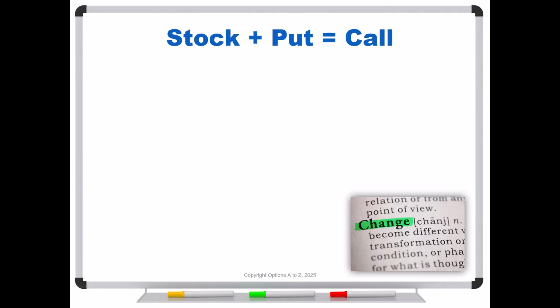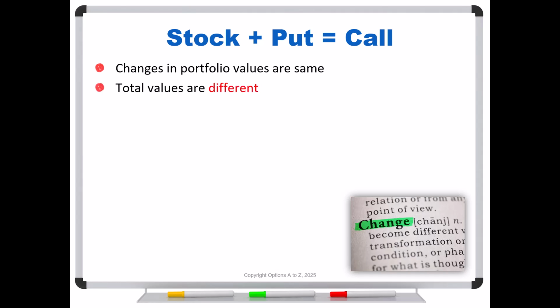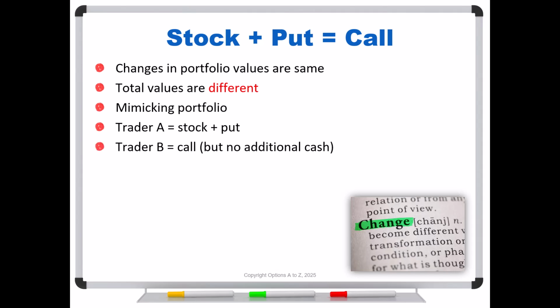So let's take a look at our first formula right here. Stock plus put equals a call. If we have a portfolio where we have stock plus put on one side and a call on the other, the changes in the portfolio values are the same, but the total values are different. And we call these a mimicking portfolio. So we would say that a call option is mimicking the stock plus put portfolio. So to show you what's happening, let's assume that we have two traders. Trader A is holding the stock plus put positions or portfolio, and Trader B is holding just a call option. Again, remember that the call and the put have the same strike.